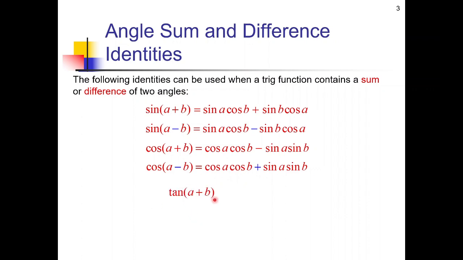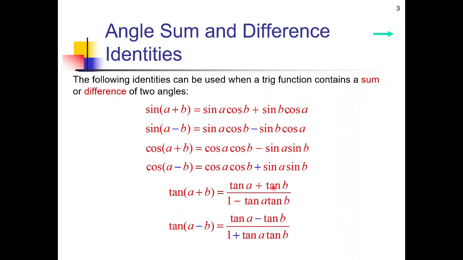So the tan of A plus B, it's actually going to be a fraction. In the numerator, we're going to have tan of A plus tan of B. In the denominator, we're going to have 1 minus the tangent of A times the tangent of B. And then, as you might guess, tan of A minus B, all the signs switch. So we have tan of A minus tan of B and 1 plus tan of A times tan of B.